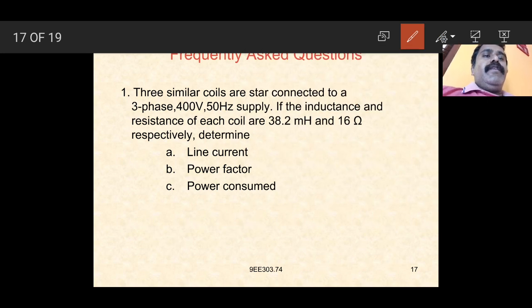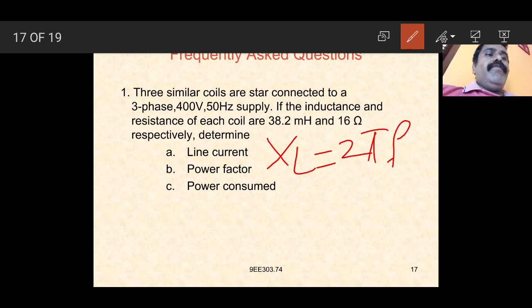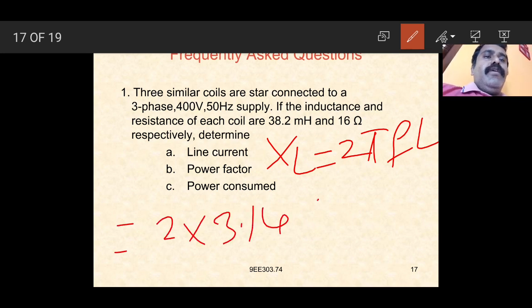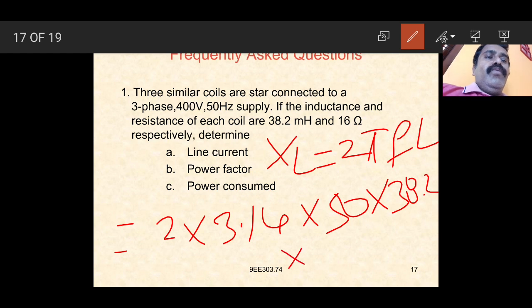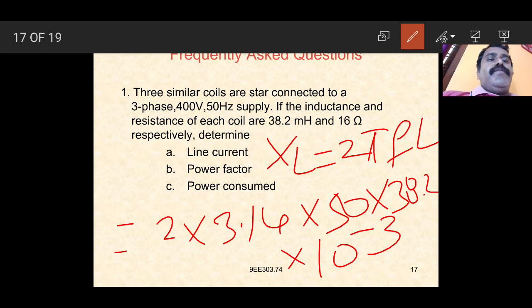Again, if L is given, we can find XL, where XL is equal to 2 pi FL. If we substitute here, we get XL is equal to 2 into 3.14 into the given 50 hertz into L, which is 38.2 into 10 to the power of minus 3 henries. So if we substitute here, we can get the value of XL, which is measured in ohms.